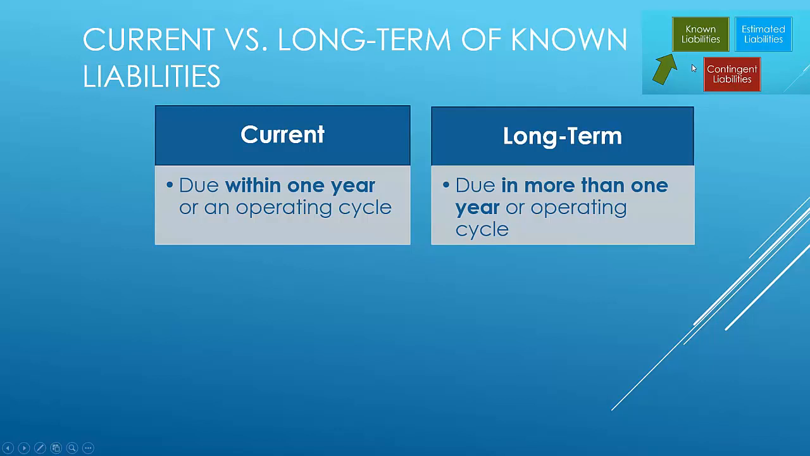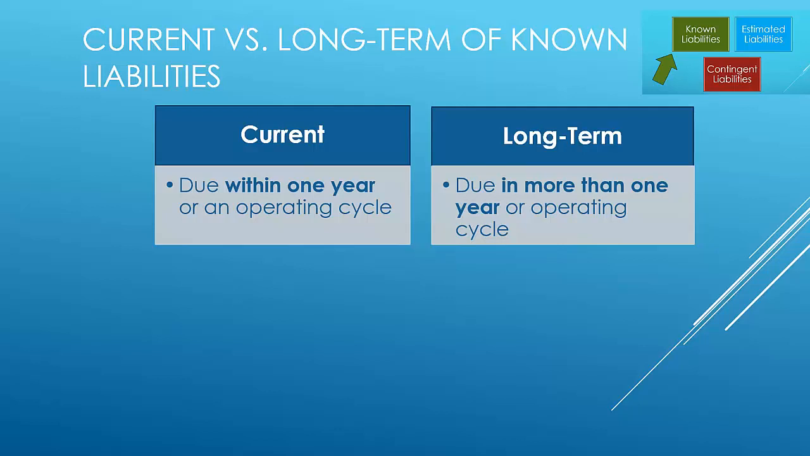So the next following slides are going to be all about a known liability, meaning we know the liability, we know the amount, we know when it's due. So one of the types is a current liability, meaning that it's due. So the amount that we owe is due within 1 year or one operating cycle, whichever is longer.